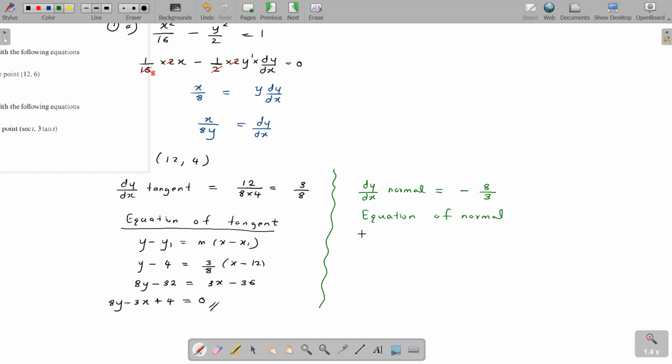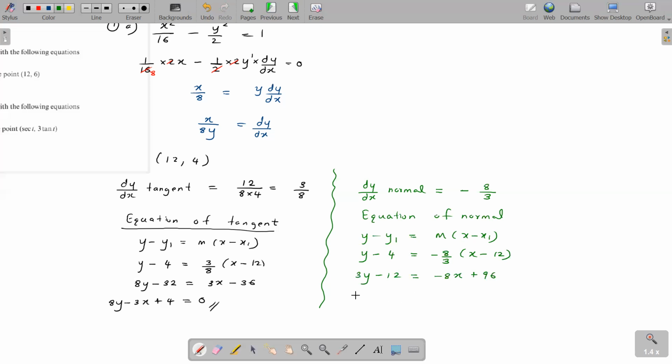is y minus y1 equals gradient times x minus x1. y1 was 4, right? Gradient is minus 8 over 3. x1 is 12. So take 3 to the other side. 3 times y, 3y, minus 3 times 4, 12. Minus 8 times x minus 12, right? We could open it immediately. Minus 8 times x is minus 8x. Minus 8 into minus 12 is plus 96.